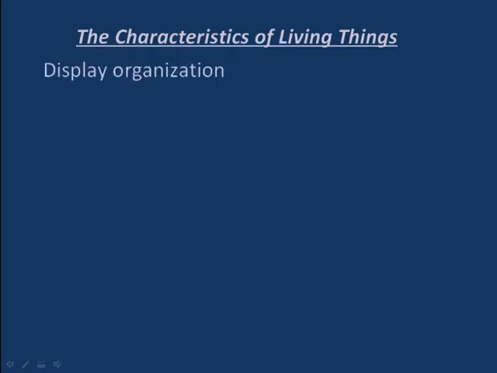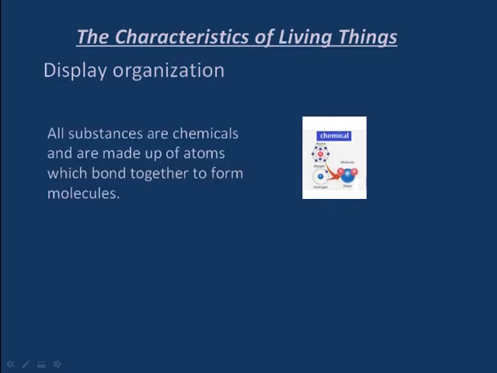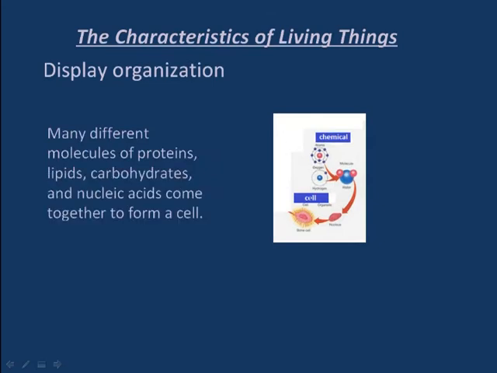Living things display organization from the most basic level to the highest level. These levels include atoms and molecules. All substances are chemicals and are made up of atoms, and these atoms bond together to form molecules. Many of these different types of molecules include proteins, lipids, carbohydrates, and nucleic acids. And the combination of these various molecules form the organelles, which then form the cell.